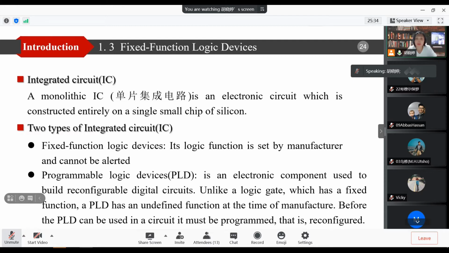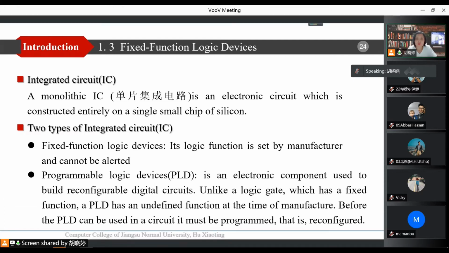So in this class, we will use fixed function logic devices. We will learn a lot of fixed function logic ICs. You need to use these ICs to design some complex circuits. In this class, we don't need to use programmable logic devices. This course does not focus on PLD. We just focus on fixed function logic devices.